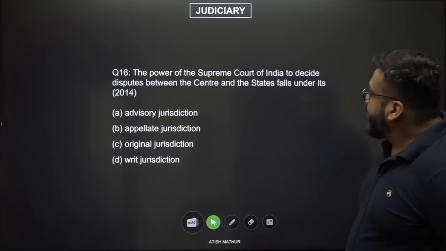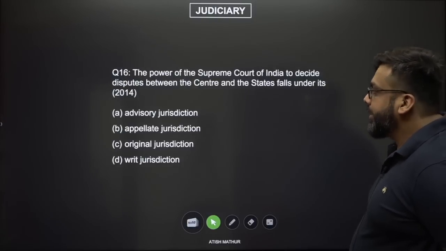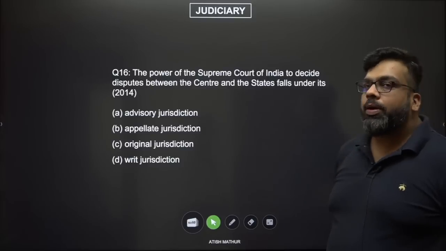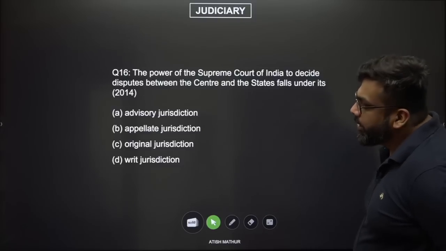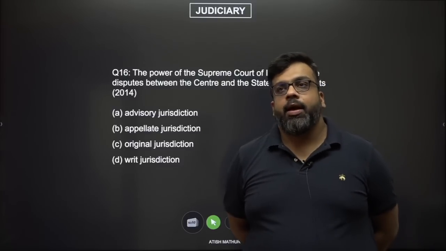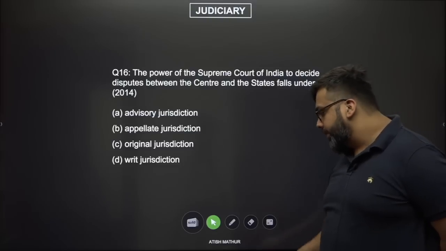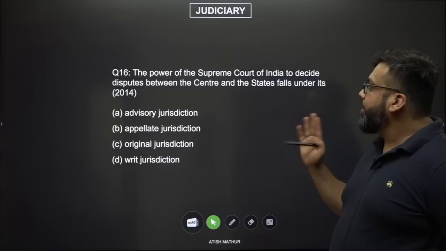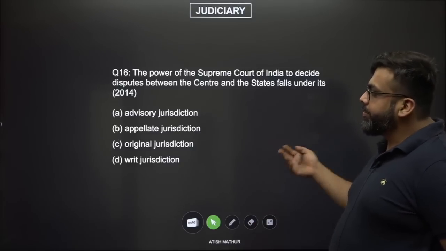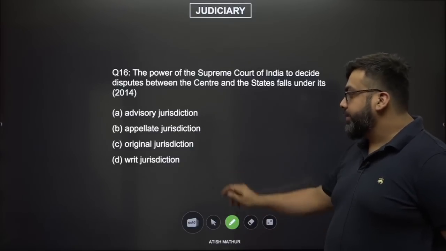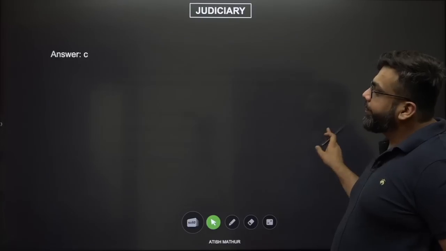The power of the Supreme Court to decide disputes between the centre and the states lies in what? Which means what kind of jurisdiction is this? Advisory, appellate, original, or writ? So obviously this is where you are hearing the case for the first time. So the answer will of course be original jurisdiction, because it is only and only the Supreme Court that can hear centre-state disputes. The answer is C, original jurisdiction, right?